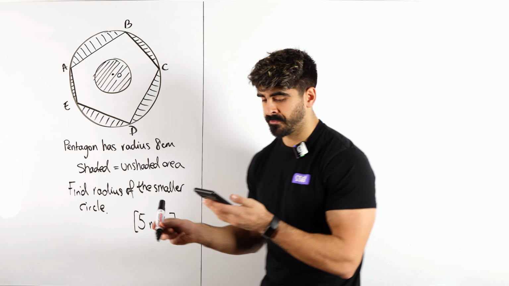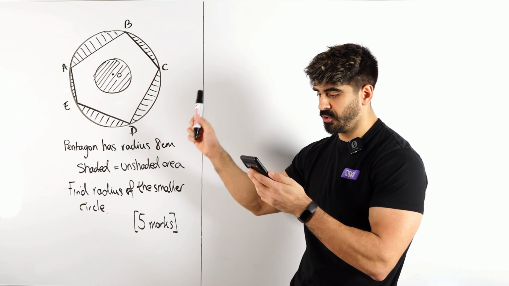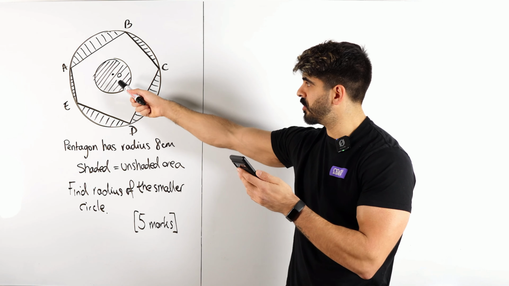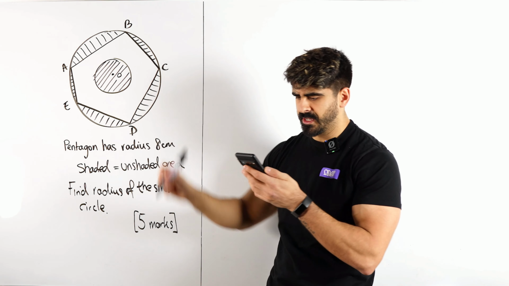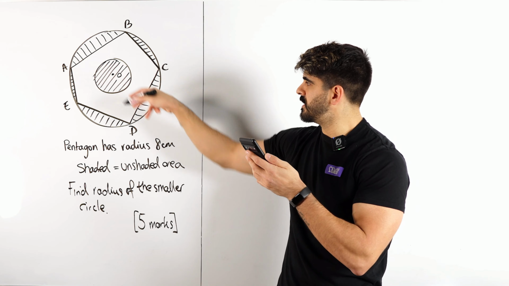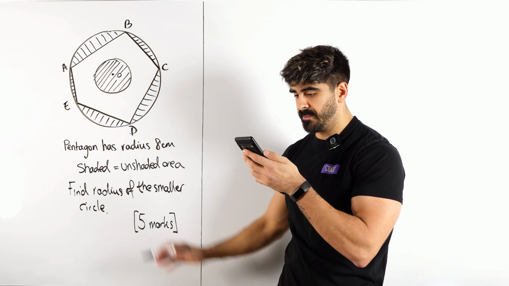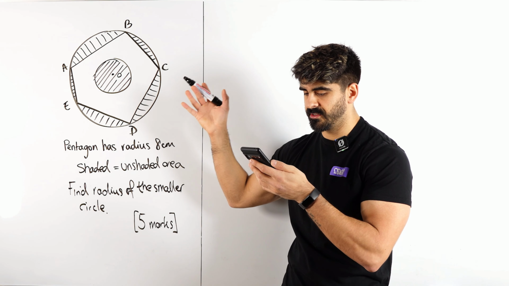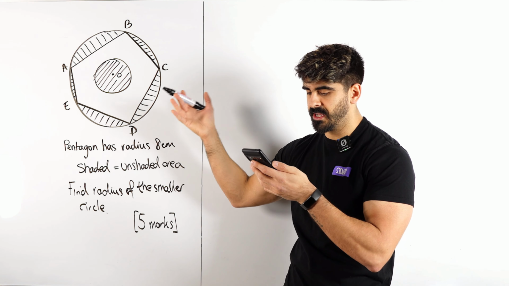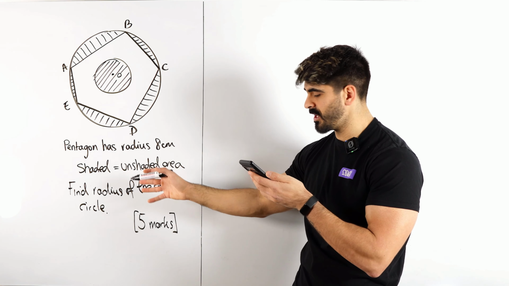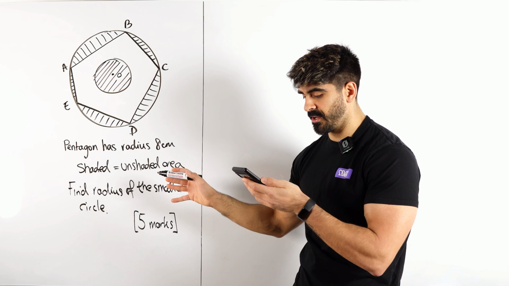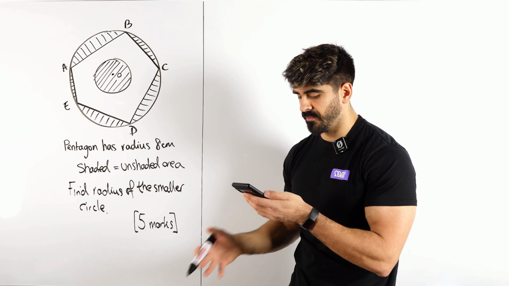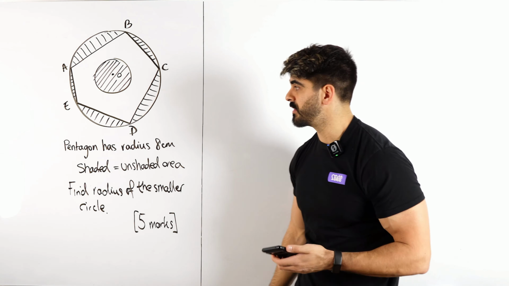It says, the diagram shows two circles with center O, and a regular pentagon, ABCDE. ABCDE are points on the larger circle. The pentagon has side length 8 centimeters. The diagram is shaded such that the shaded area is equal to the unshaded area. Work out the radius of the smaller circle. Give your answer to 3SF.